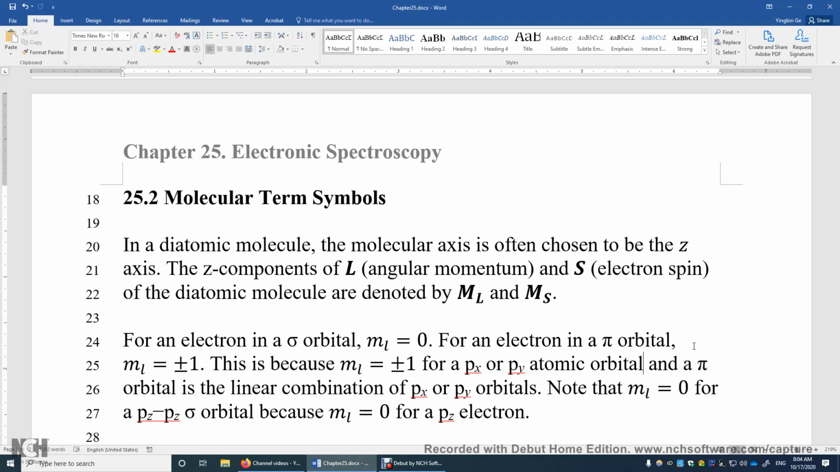In a diatomic molecule, the molecular axis is often chosen to be the Z-axis. The Z components of the angular momentum and electron spin of the diatomic molecule are denoted by m sub L and m sub S. All those are uppercase. We use lowercase l, s, m sub l, and m sub s for single electrons in atomic orbitals. But this L, S, M sub L, M sub S in uppercase, they are sums of the vectors.